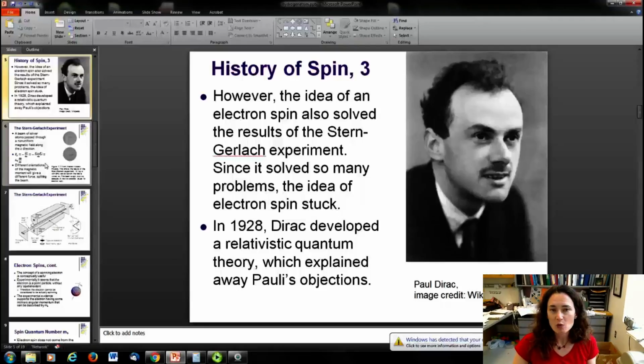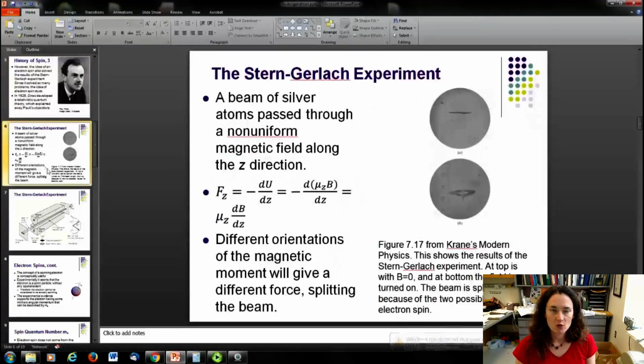All right, so what was the Stern-Gerlach experiment that I talked about? Well, what they did was they had 2 magnets set up, creating a non-uniform magnetic field in the direction that they called the Z direction, and they passed a beam of silver atoms through this non-uniform magnetic field. Now, the field had to be non-uniform. It couldn't be a uniform magnetic field, or there would have been no net force.